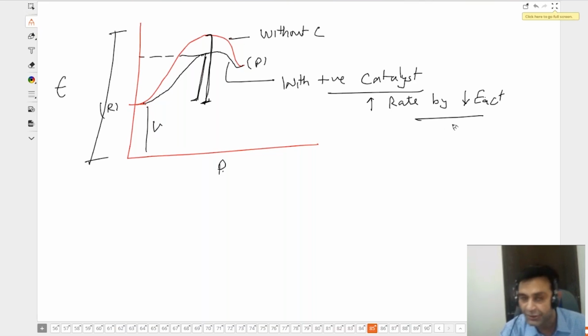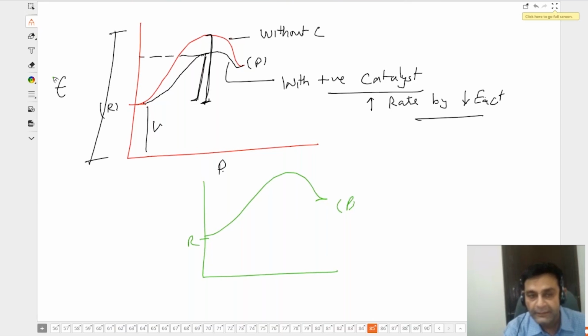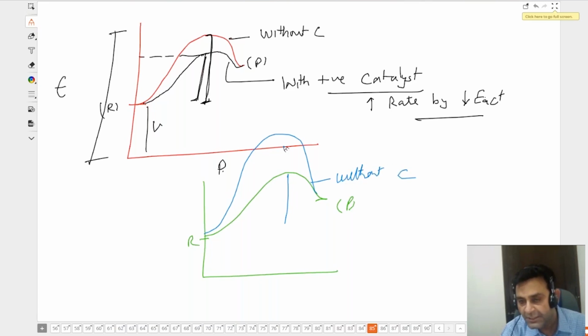Yes, internal energy does not change at all. You're right. But if the reaction is with a negative catalyst, let us see here. This is the reactant energy, and this is again the product here. Suppose we have to slow down a reaction, we add a negative catalyst that increases the activation energy. This is without catalyst, and this is with negative catalyst. A negative catalyst increases the threshold energy or the activation energy, both.